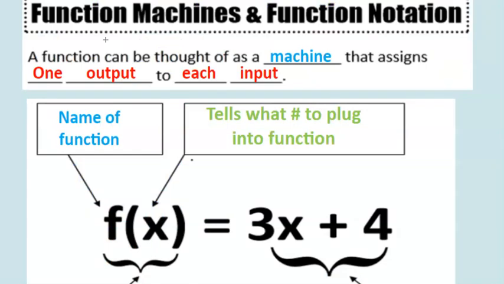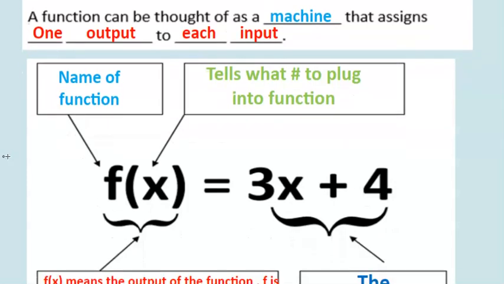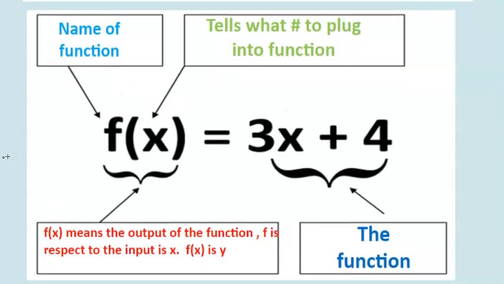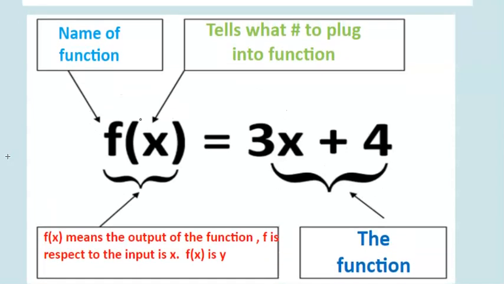Function machines and function notation. A function can be thought of as a machine that assigns one output to each input. F of x is the function where f is the name of the function. X tells what number to plug into the function. And then the whole thing, f of x, is the output of the function. F with respect to the input x.